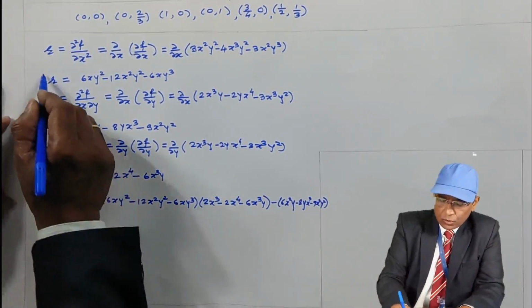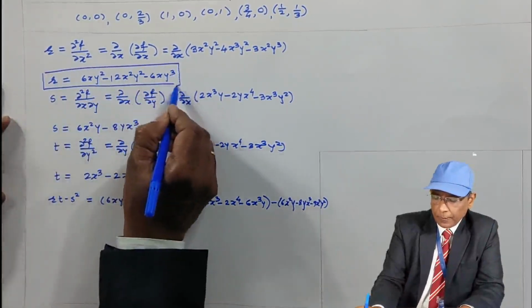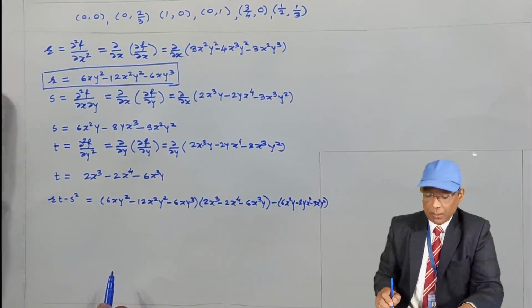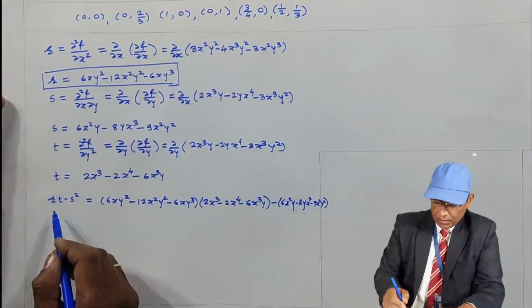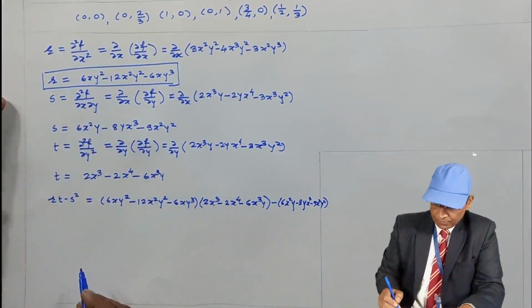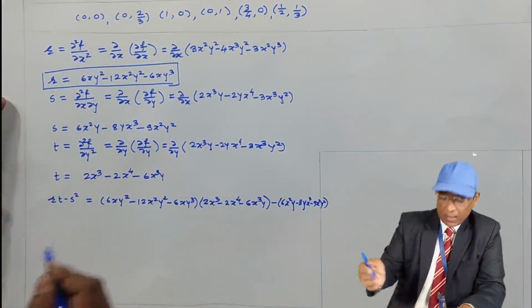Now the r is known to you. Because when you check the maxima and minima at different points, at those points, rt minus s square and r will play an important role. Now when you check maxima and minima, one by one I am going to check.